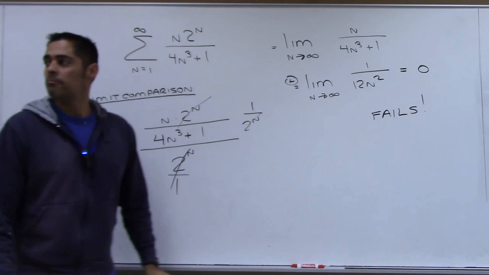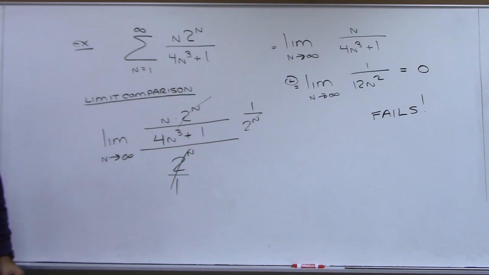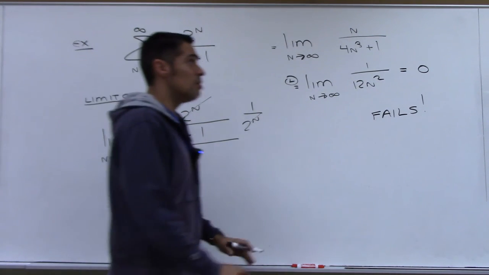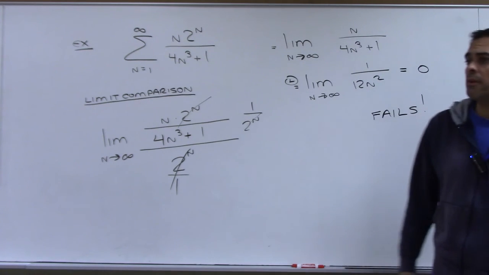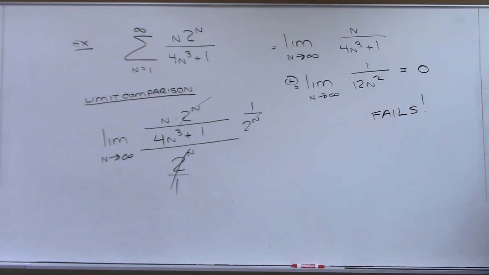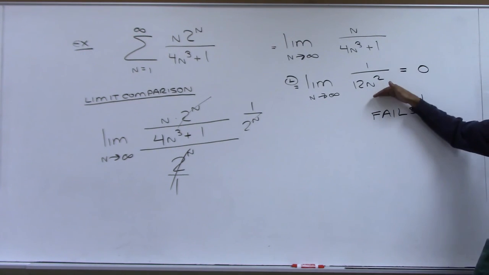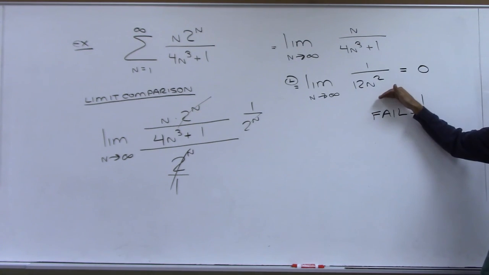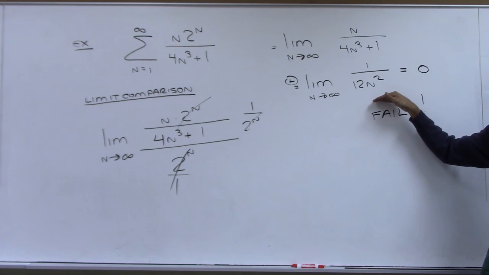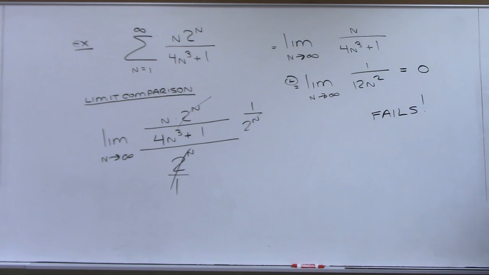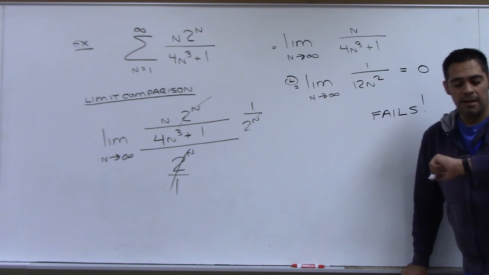How many times can you do L'Hopital? You can only do L'Hopital as long as you have 0 over 0 or infinity over infinity. As soon as you no longer have that form, you must stop. So like here, we no longer have 0 over 0 or infinity over infinity. We have a fixed number over infinity. So we stop. Well, that sucks.